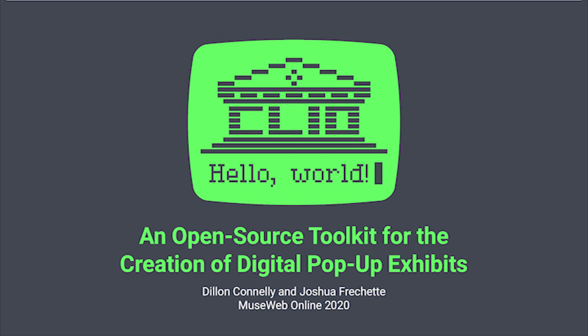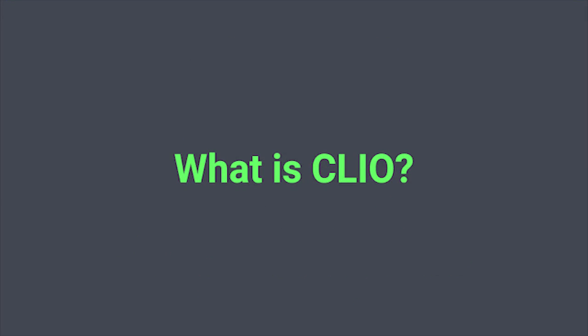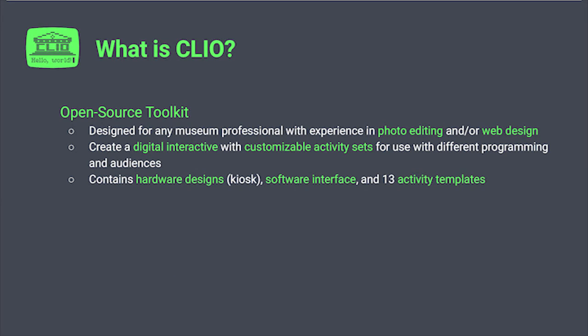and we're going to be talking to you about Clio, the open source toolkit we've made for the creation of digital pop-up exhibits, interactives, and so much more. So what is Clio? Clio is an open source toolkit. Open source just means it's got an open license, it's available on the internet for free, for anybody to use, for any purpose at all.